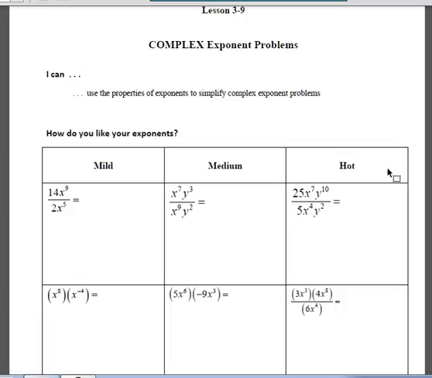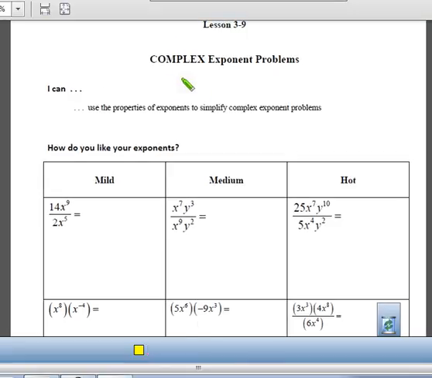Hello, welcome to video notes for lesson 3-9, and this lesson is about complex exponent problems. This begins on page 43 in your notes packet, and our learning target for this lesson: I can use the properties of exponents, we've been doing that a lot, to simplify complex exponent problems.